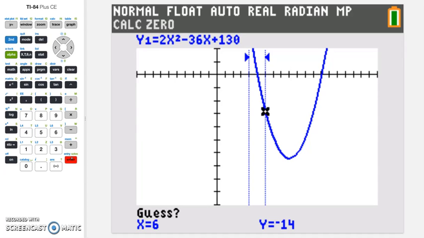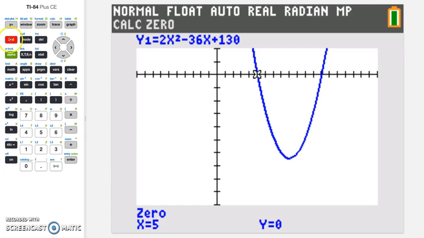It says Guess at the bottom. I don't feel like guessing, so I'll just hit enter again. And there we go. At the bottom it says 5, 0. So x equals 5 is one of my x-intercepts. And then I actually need to do this a second time so that I can get my other x-intercept.